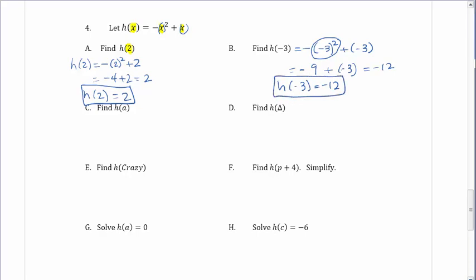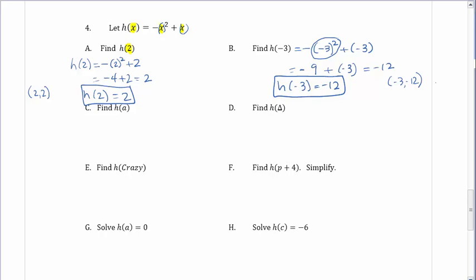And just to review what that means in terms of points on the graph or points in a table, in this case the point 2, 2 is on the graph. And over here in part B it means the point negative 3, negative 12 would be on the graph of this function h if we were to have a graph.